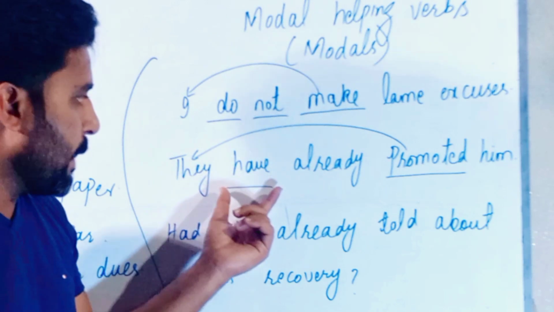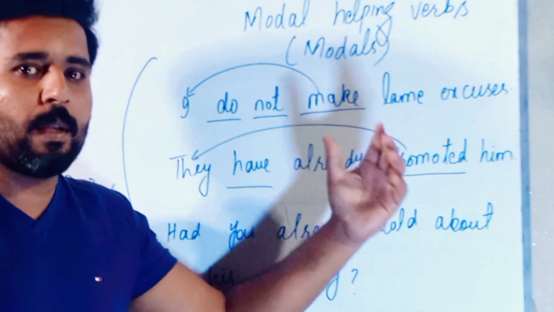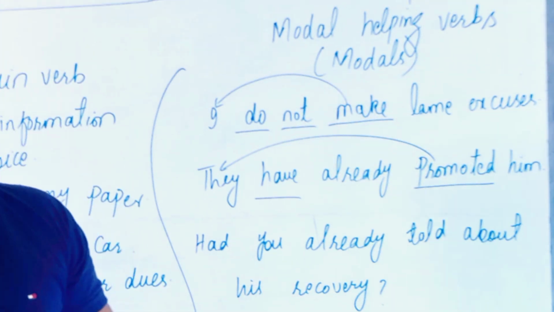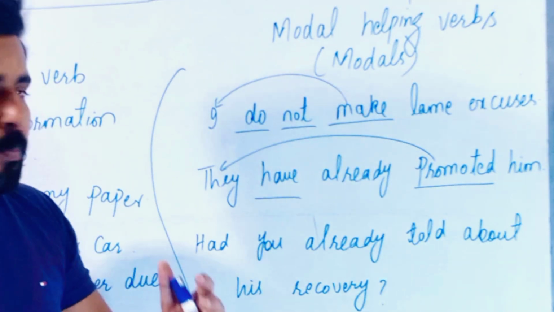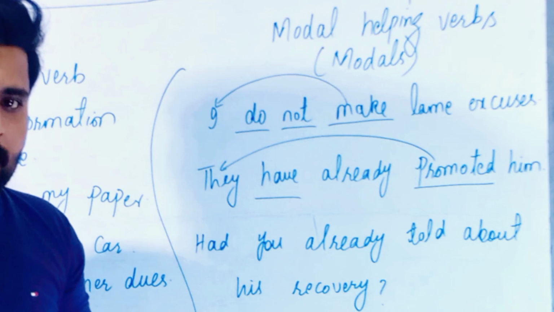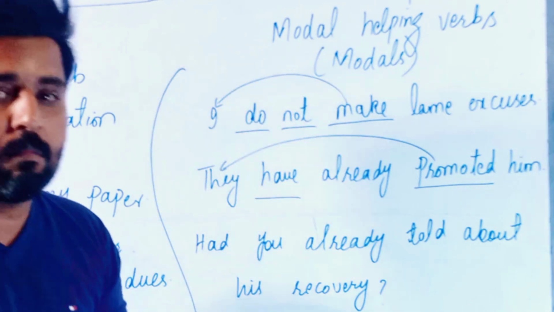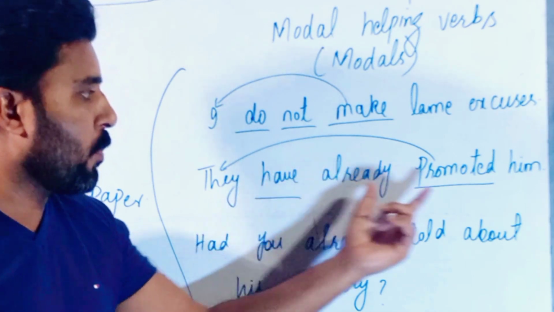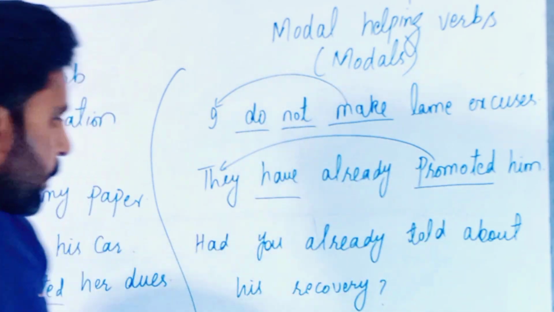So when we use has and have along with the main verb, the past participle or the third form of verb, the sentence is written in present perfect tense. So present perfect tense, जब मौजूदा ज़माने में हम किसी भी एक्शन के मुकम्मल होने की बात करते हैं, then we use has and have along with past participle form.